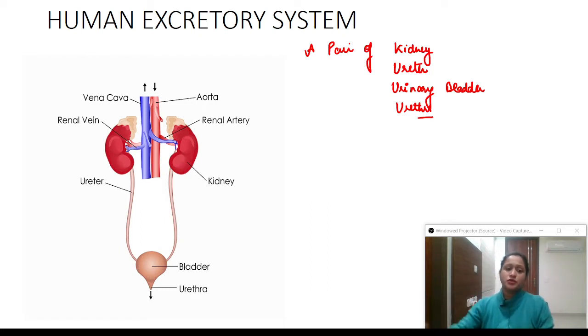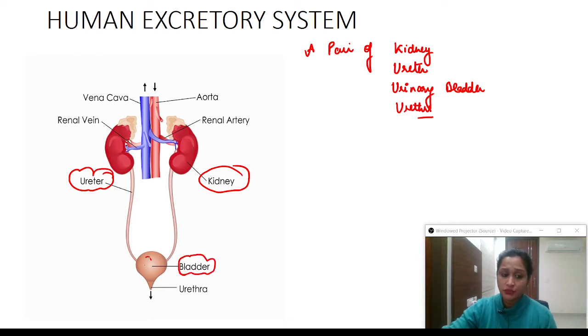You can see here two kidneys are there, so we can say a pair of kidneys. Then the ureter, this is the tube, and here there is a bladder which stores the urine, and then an opening known as the urethra. Fine.